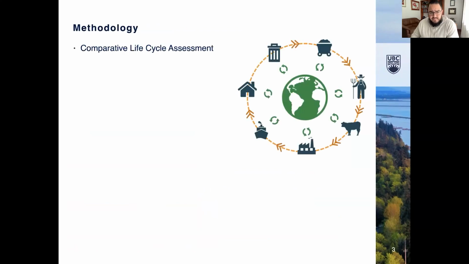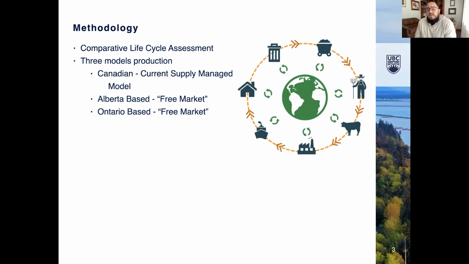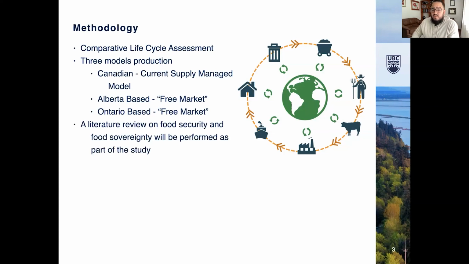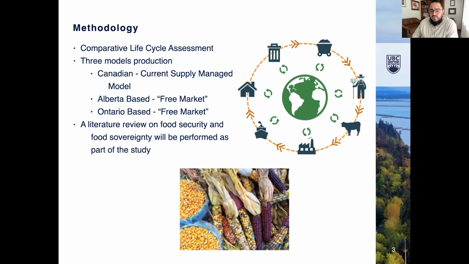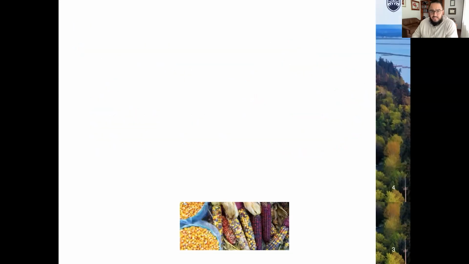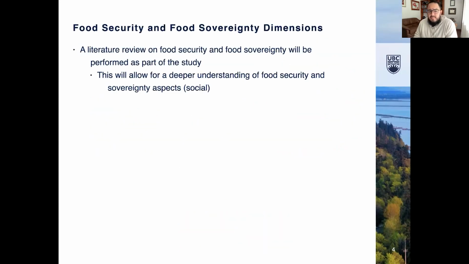The methodology is a comparative life cycle assessment. It will compare three models: the current supply managed model, an Alberta-based free market model, and an Ontario-based free market model, in order to be able to compare two different distribution centers with two different feed compositions. The project also includes a literature review on food security and food sovereignty that will be performed as part of the study in order to give a deeper understanding of some of the social aspects that are usually not included in the LCA.